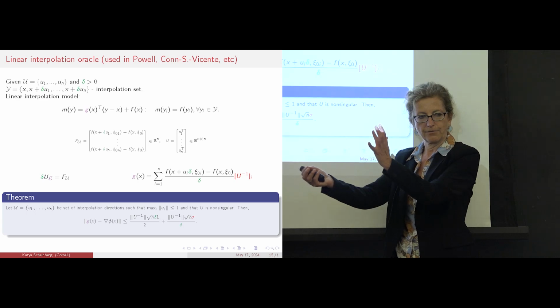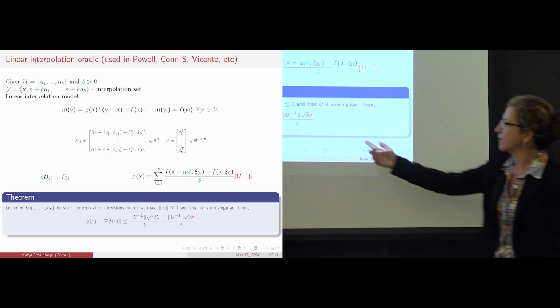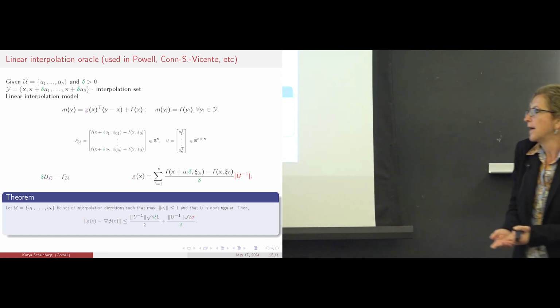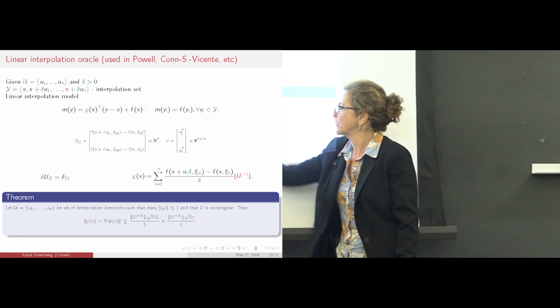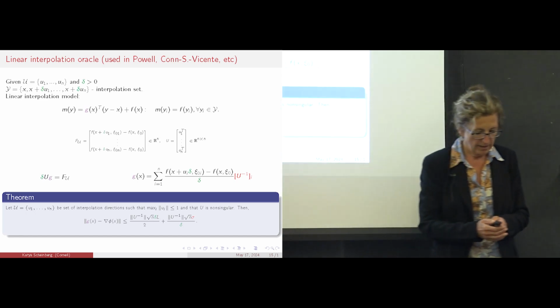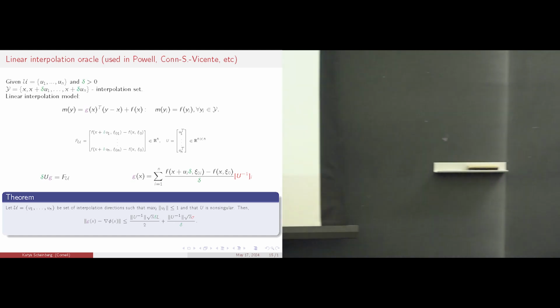Is that clear? Or am I losing everybody? And then I cannot guarantee that these directions are going to be orthogonal. But on the other hand, as long as this U matrix does not have exploding norm, I still have bounds on my first order approximation.